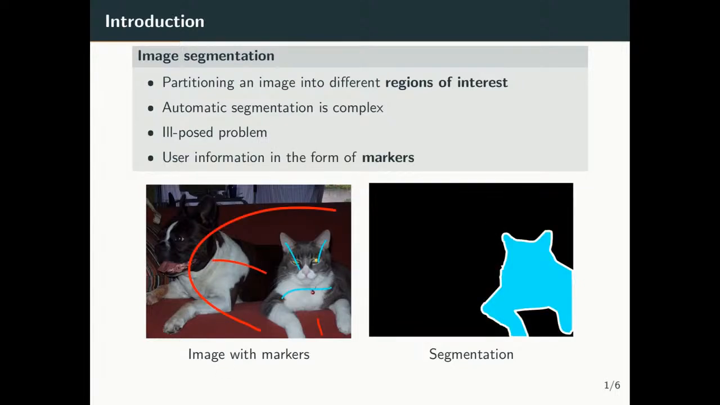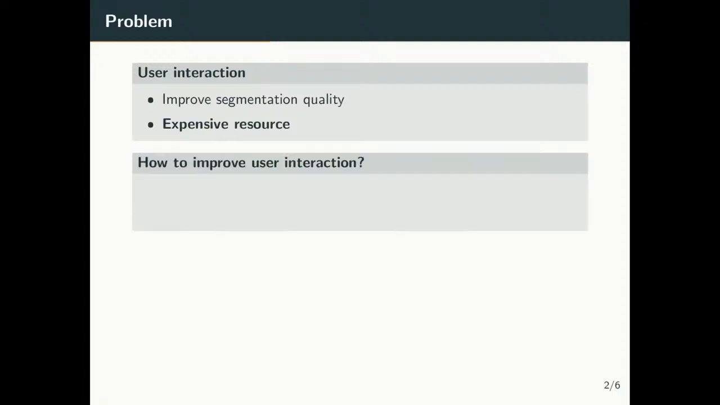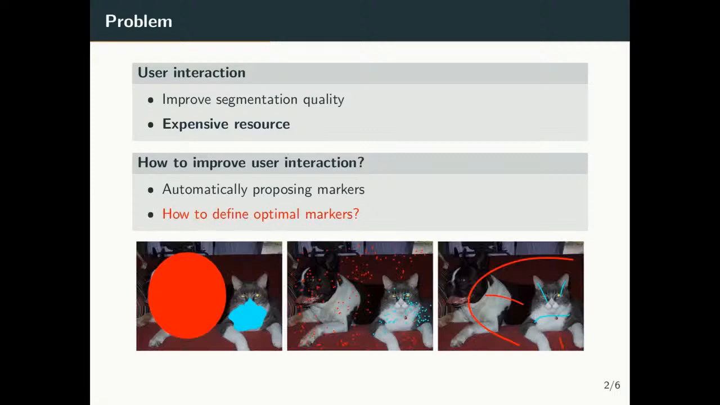One way to cope with these problems is to add information in the form of user-given markers, that is, markers that indicate the location of the object of interest. User interaction can improve the segmentation quality, but it is an expensive resource. So studying ways to improve user interaction by reducing the user's effort is of great interest, and we propose to do that here by automatically proposing markers that a user can either accept as good enough, or refine to achieve a more satisfactory segmentation.